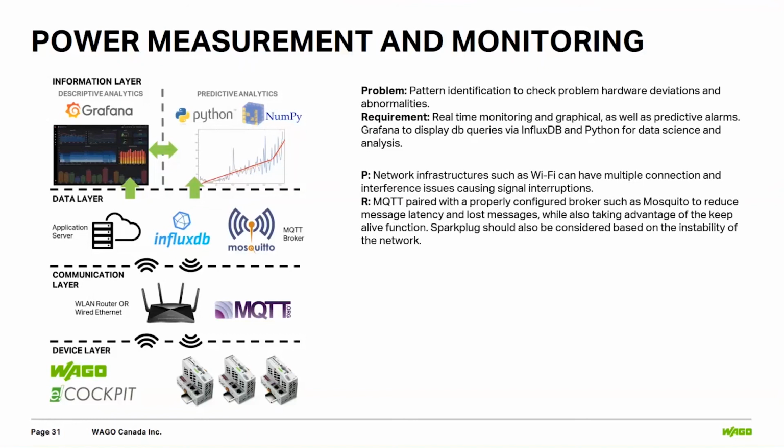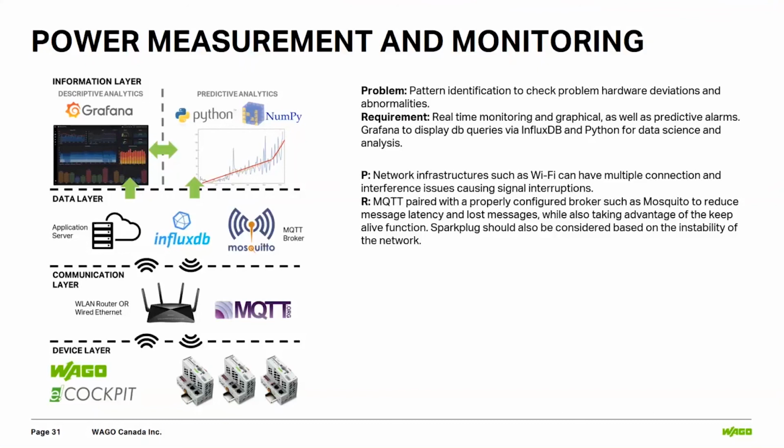The next problem is the network infrastructure, such as Wi-Fi, can have multiple connection interference issues causing signal interruptions. And this could be quite common for an industrial plant environment. I mean, you might have a lot of EMC going on. Your Wi-Fi might not extend as well as you thought it did, so you're getting some latency issues.